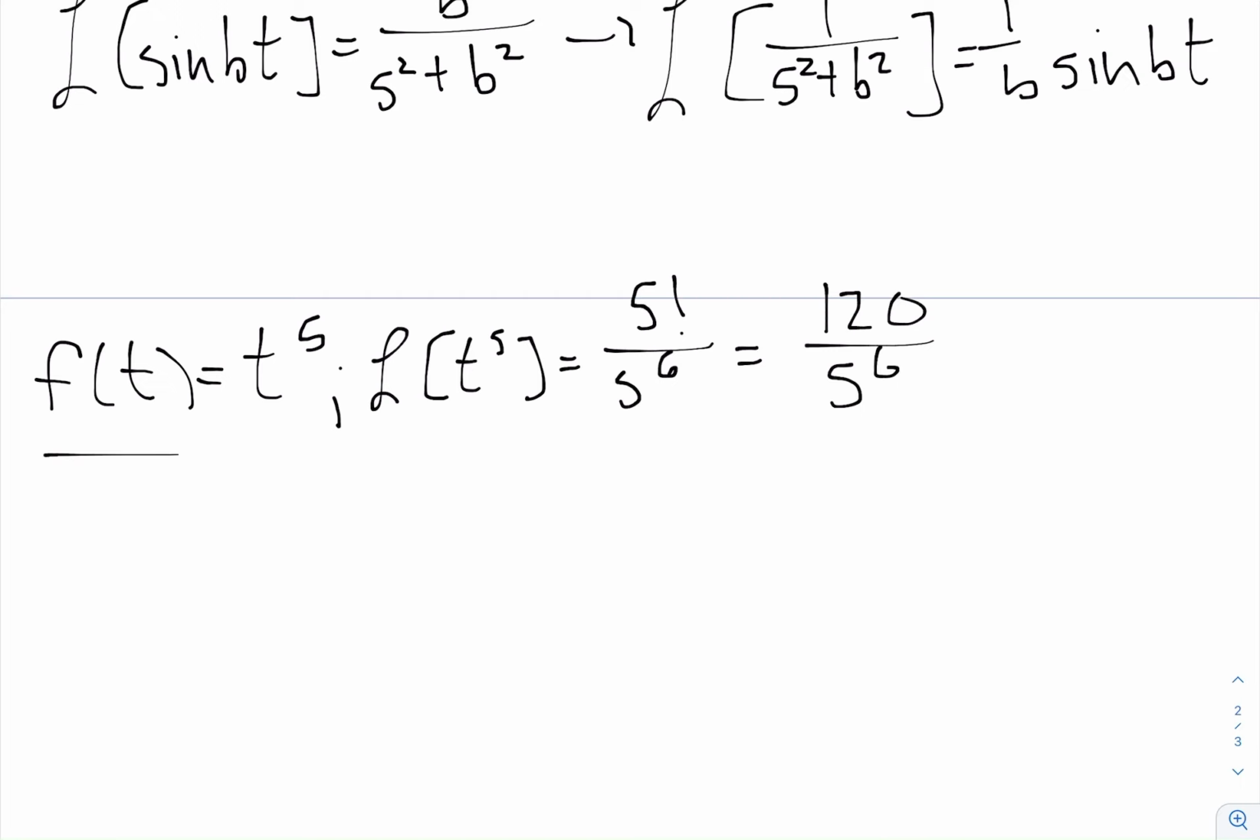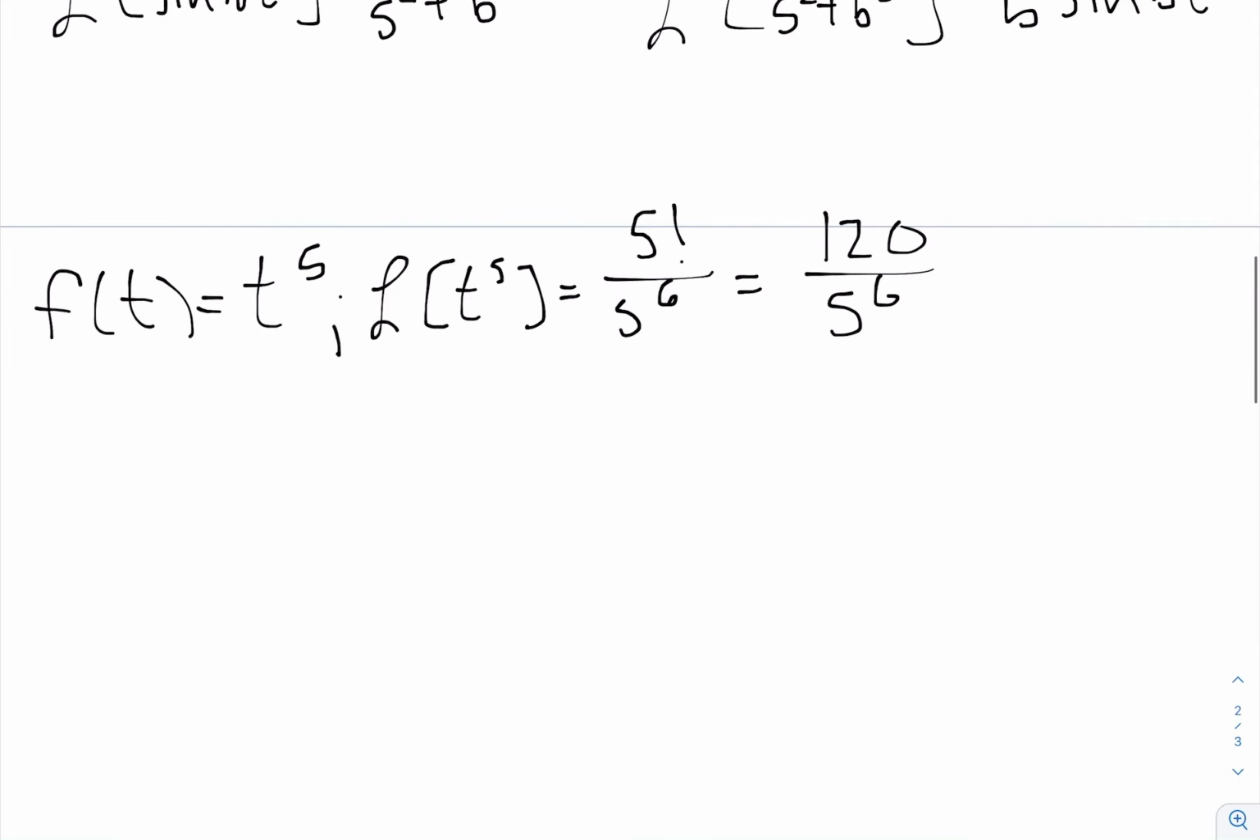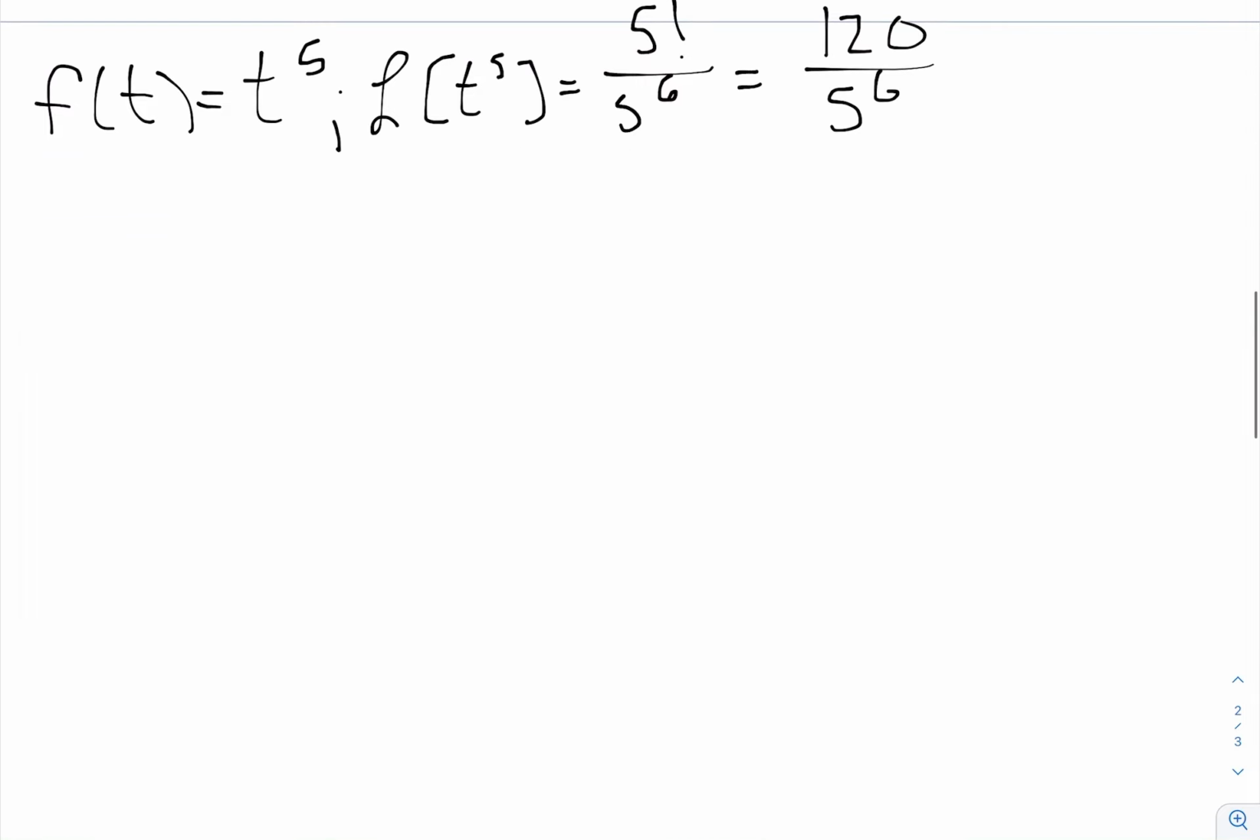So if we have our f of t and apply the Laplace transform, we're going to get 120 over s to the sixth. And it's nice to not have it in terms of a, b, lambda, all these constants. We have actual numbers there. Our only variable is s. Okay, let's say we have another one.